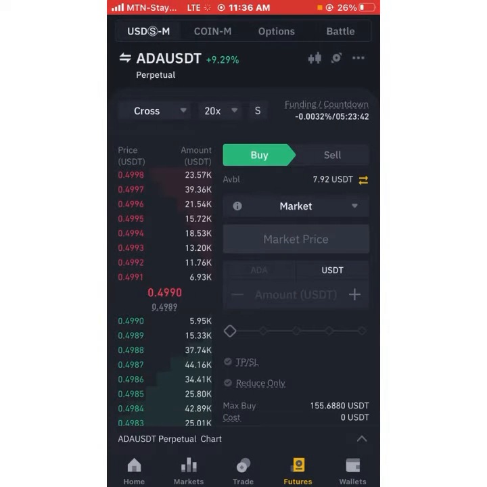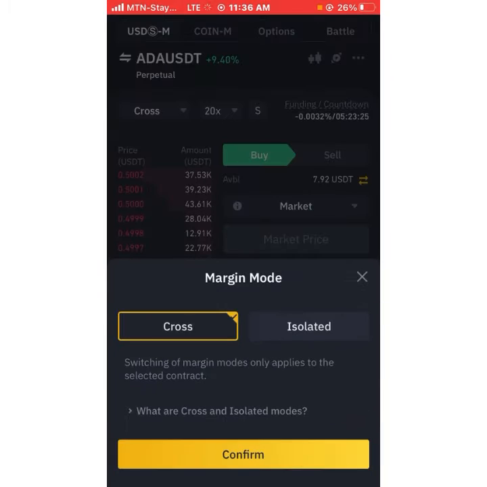Now once you come back here where the ADA USDT is, just below it you will see Cross and 20x. Please click on that Cross. There is an arrow beside it, which is a drop-down arrow. It shows you Cross and Isolated. Professionals always advise that we select Isolated. When you select Isolated, it helps you to avoid serial loss.